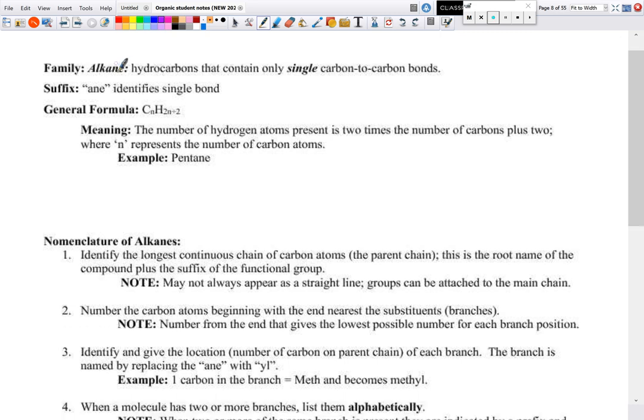So our first family we're going to look at is alkane. It contains only carbon-carbon single bonds. So the suffix, the family name, we're going to see A-N-E at the end. Now our general formula for alkanes is CnH2n+2, where n is equal to the number of carbons.